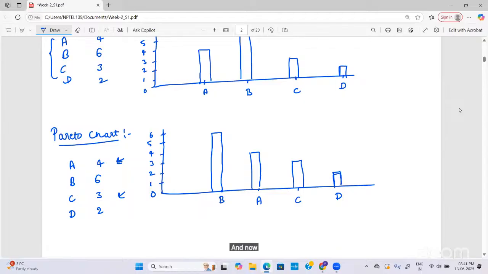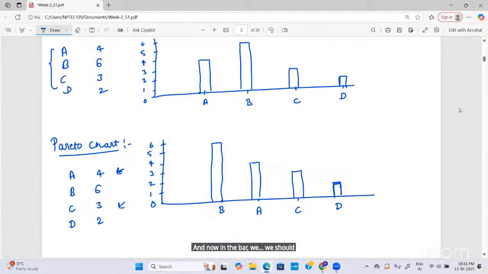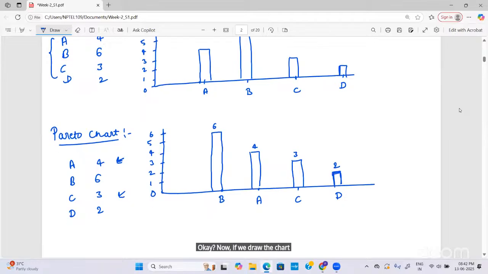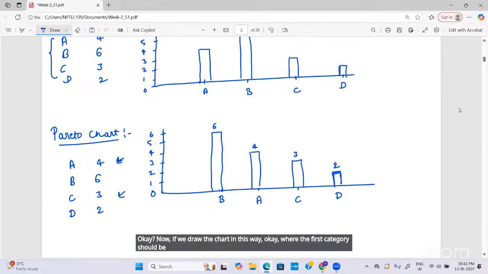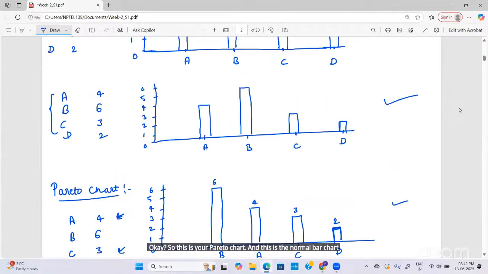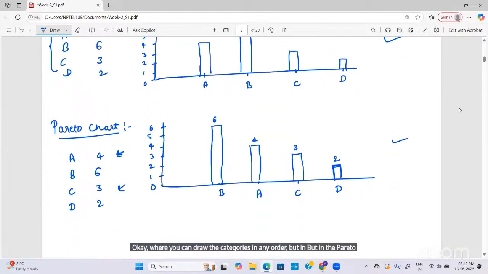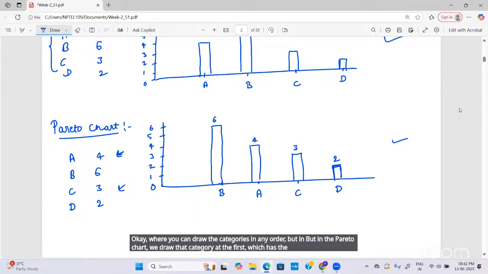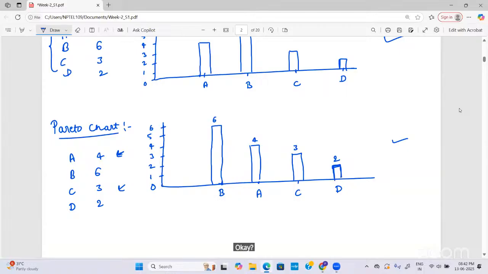And now in the bar, we should write the frequency as well. So this is 6, this is 4, this is 3, and this is 2. Okay. Now if we draw the chart in this way, where the first category has the highest frequency, this is your Pareto chart, and this is the normal bar chart. You can draw the categories in any order in a bar chart, but in the Pareto chart, we draw first the category which has the maximum number of observations. I hope it's clear to everyone.